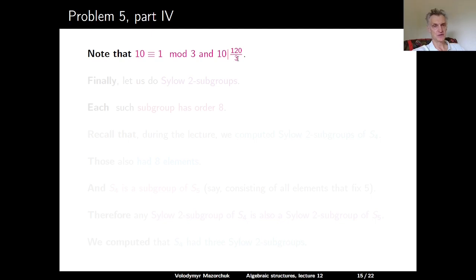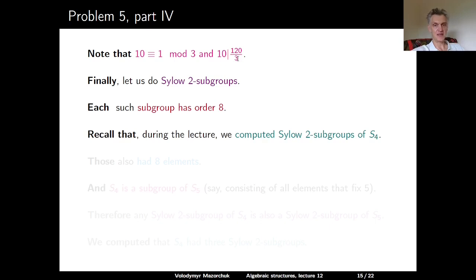So we are done with Sylow 3 subgroups, and finally let us do Sylow 2 subgroups. The maximal power of 2 which divides 120 is 8, so it's 2 to the power 3. So we need to determine all subgroups of S5 which have 8 elements. Recall that during the lecture we actually computed all Sylow 2 subgroups of S4, and those also had 8 elements because S4 has 24 elements and 24 is divisible by 8.